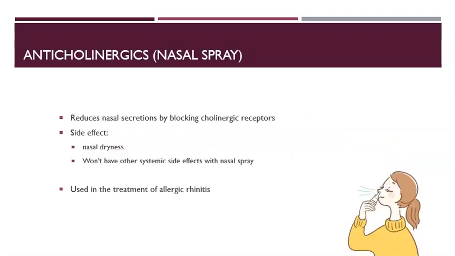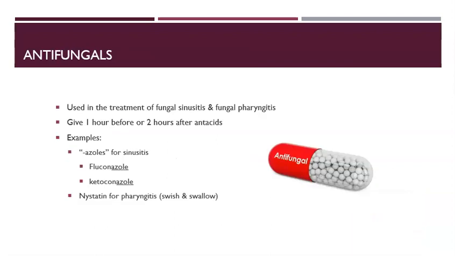Next is anticholinergic nasal spray. This reduces nasal secretions by blocking cholinergic receptors. The most common side effect that we worry about is nasal dryness. This patient won't have other systemic side effects that we would normally see with PO anticholinergics because this is a nasal spray and it's localized to that area. We have talked about this in the use of treatment for allergic rhinitis.